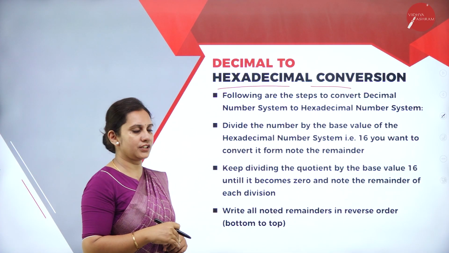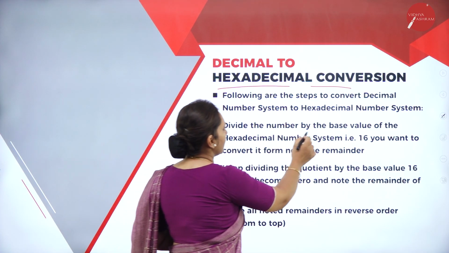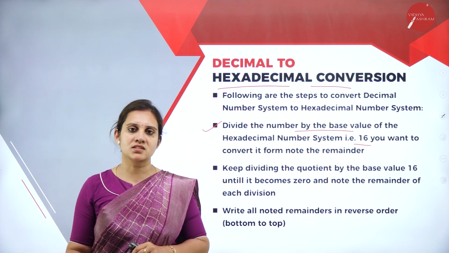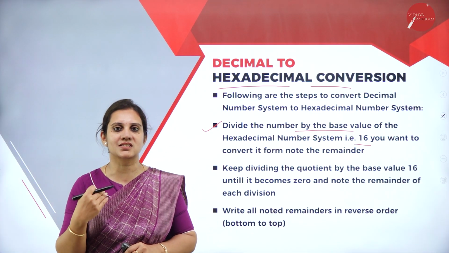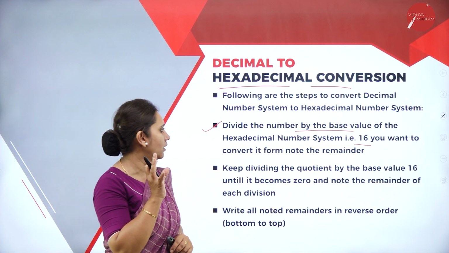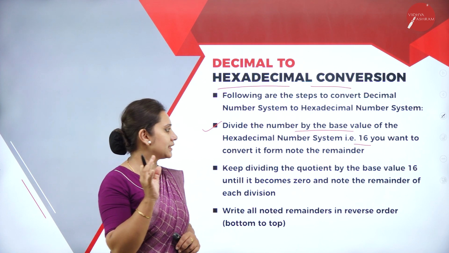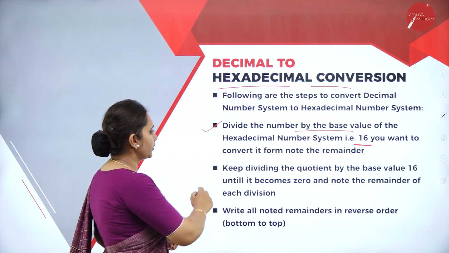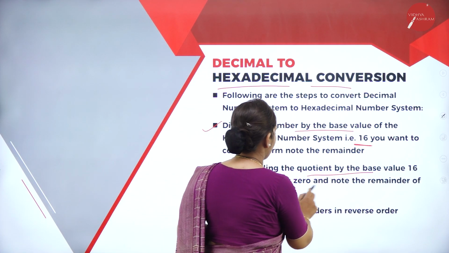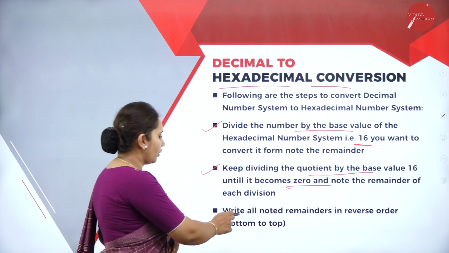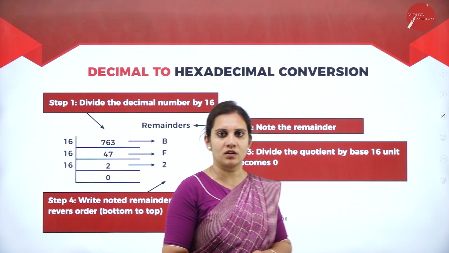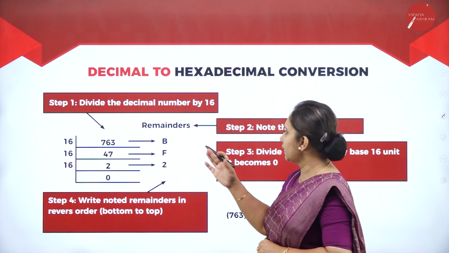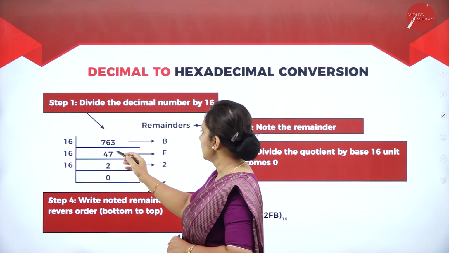So what are the steps we need to follow? Divide the number by the base value, that is 16. What is a hexadecimal number? Hexa means 16, so the base value is 16. And note, keep dividing the quotient by the base value until you get 0. Note all the remainders in reverse order, that is from bottom to top, which we call the reverse order.